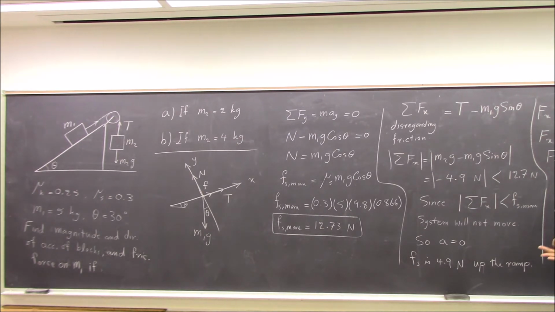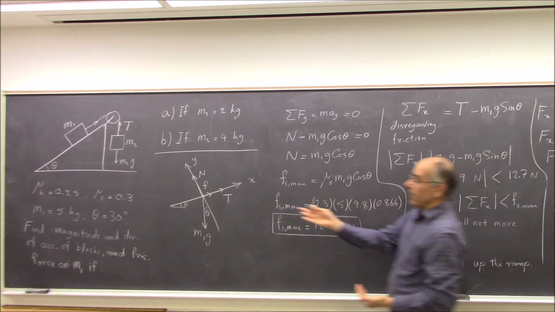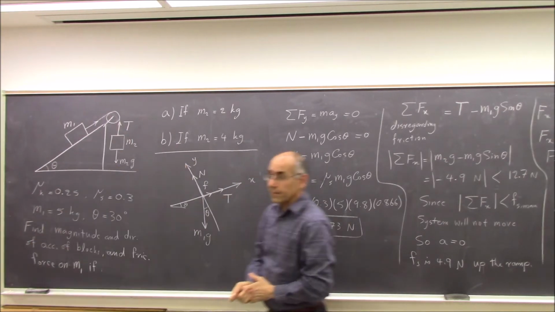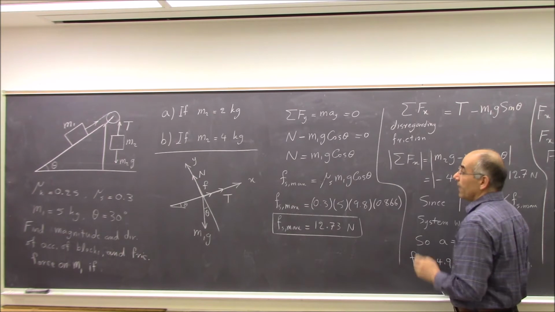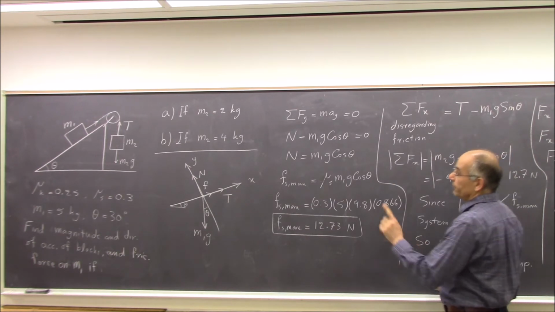Mm-hmm. So this is how you decide. First, you find the sum of all the forces in the x direction, that is parallel to the surface that has friction on that object, and then if that is more than Fs max, the system will move. If it is less than Fs max, the system will not move. But the friction is exactly opposite of that to make it not move. Right? All right, so now let's do part B.